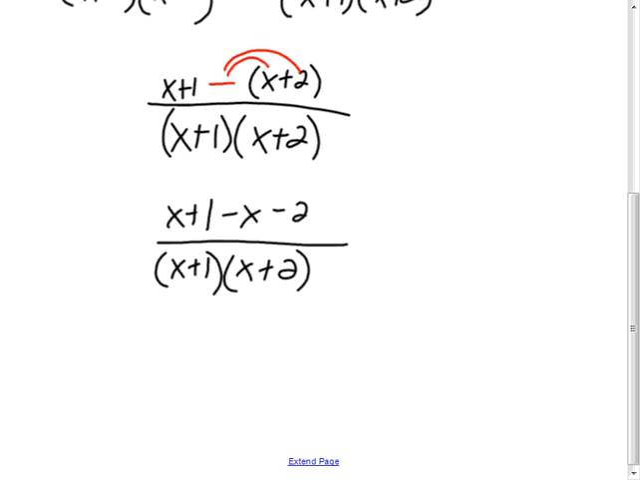So do what the numerator says. Simplify it. Don't forget to simplify that numerator. Go through, what can I do? X and negative x, well that's gone. 1 and negative 2, that's negative 1, over x plus 1, x plus 2. And I'm done.